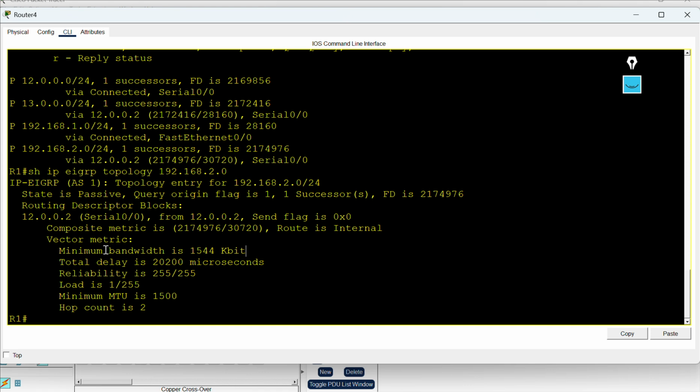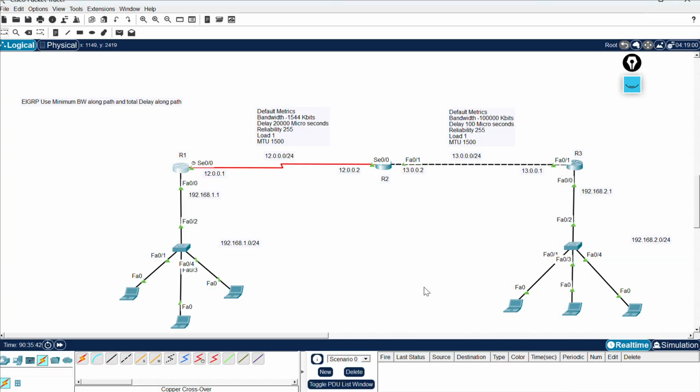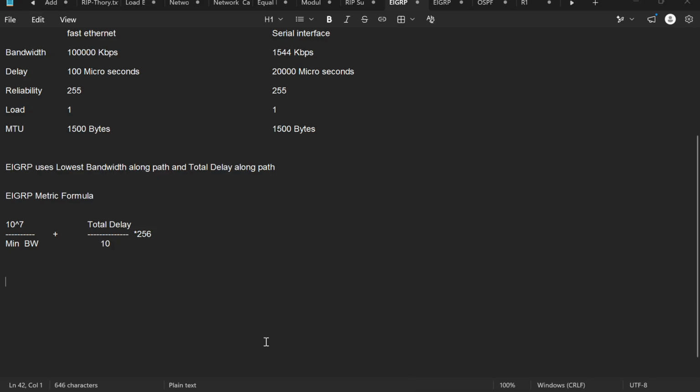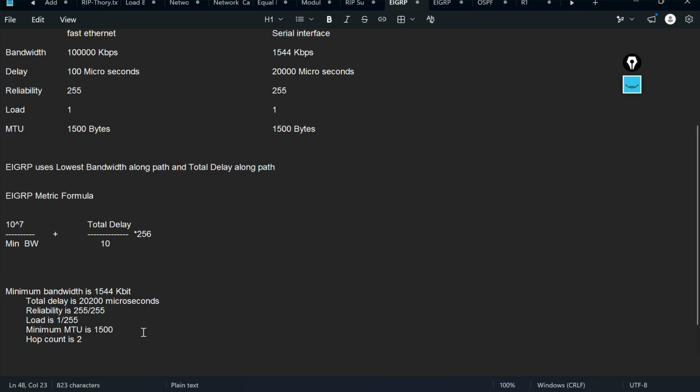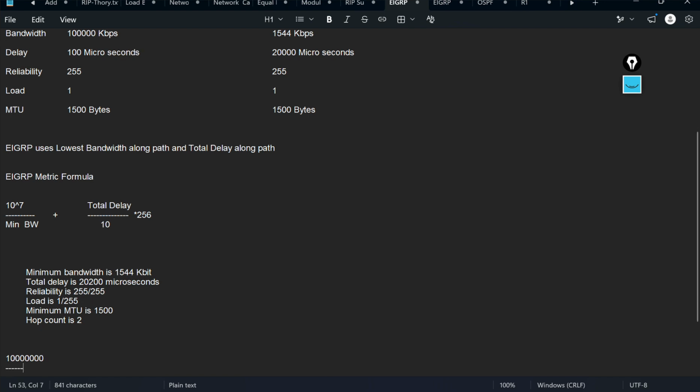R1 topology table. So these are the metrics, right? Minimum bandwidth, this one. Okay, I will copy this. See here, the minimum bandwidth is 1544. So 10 to the power of 7 means 1 followed by 7 zeros, 1, 2, 3, 4, 5, 6, 7, divided by the minimum bandwidth. The minimum bandwidth is 1544.